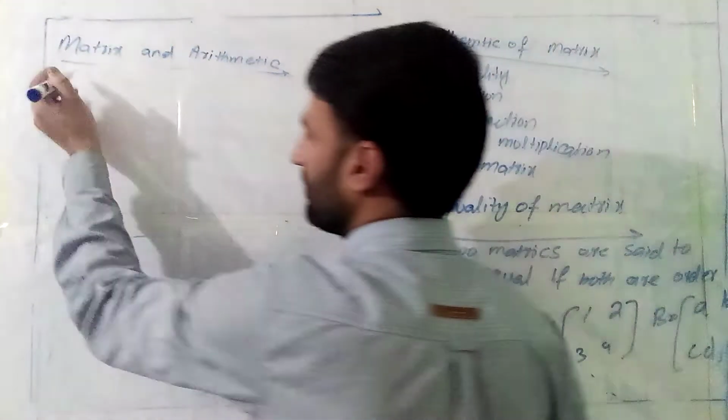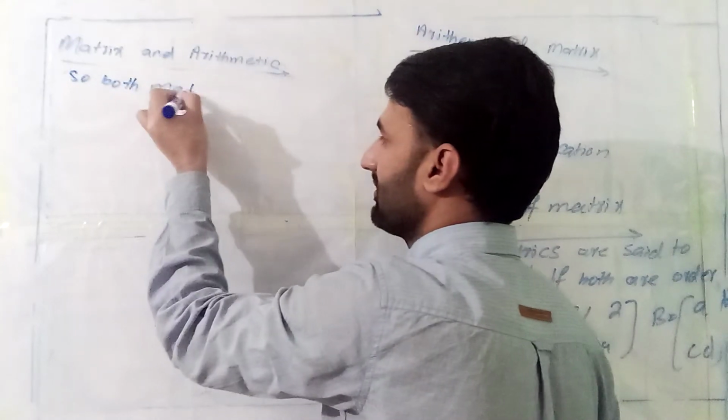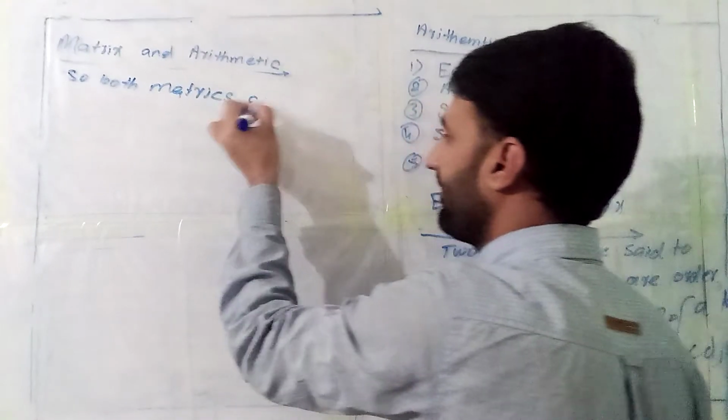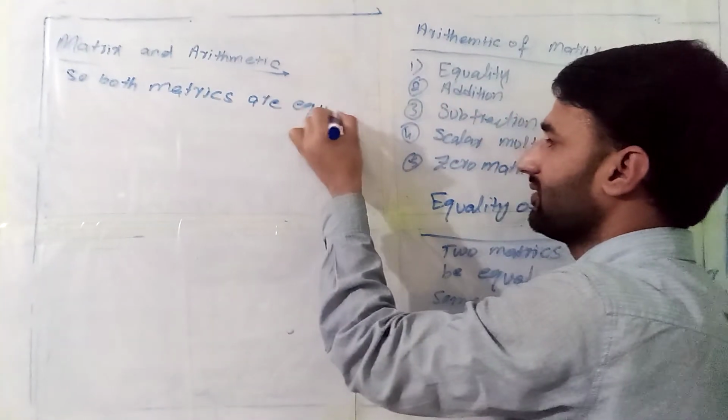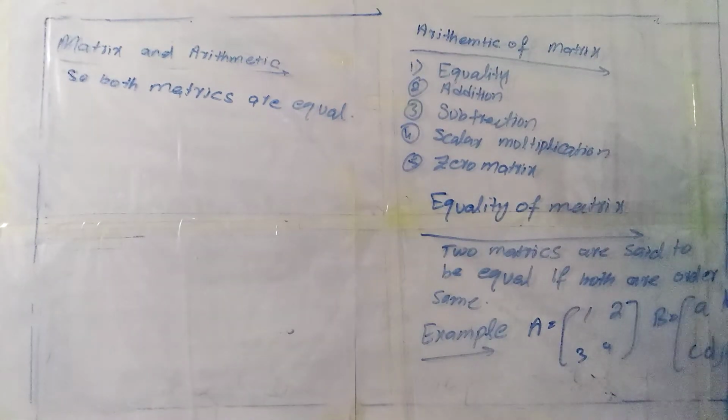So both matrices are equal, right? This is the basic definition. You can check the equality of matrices.